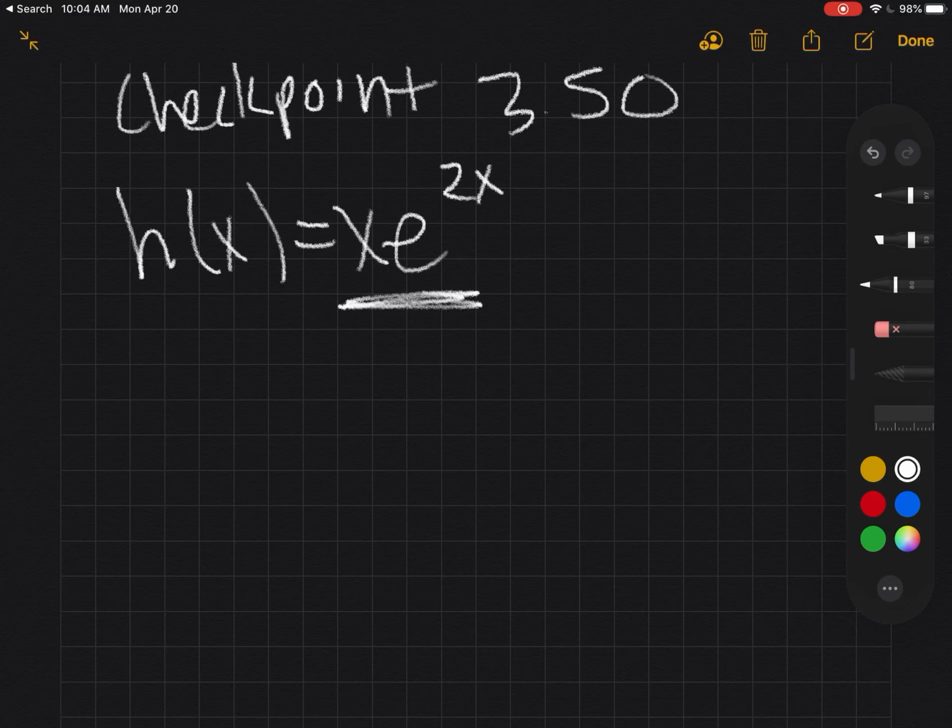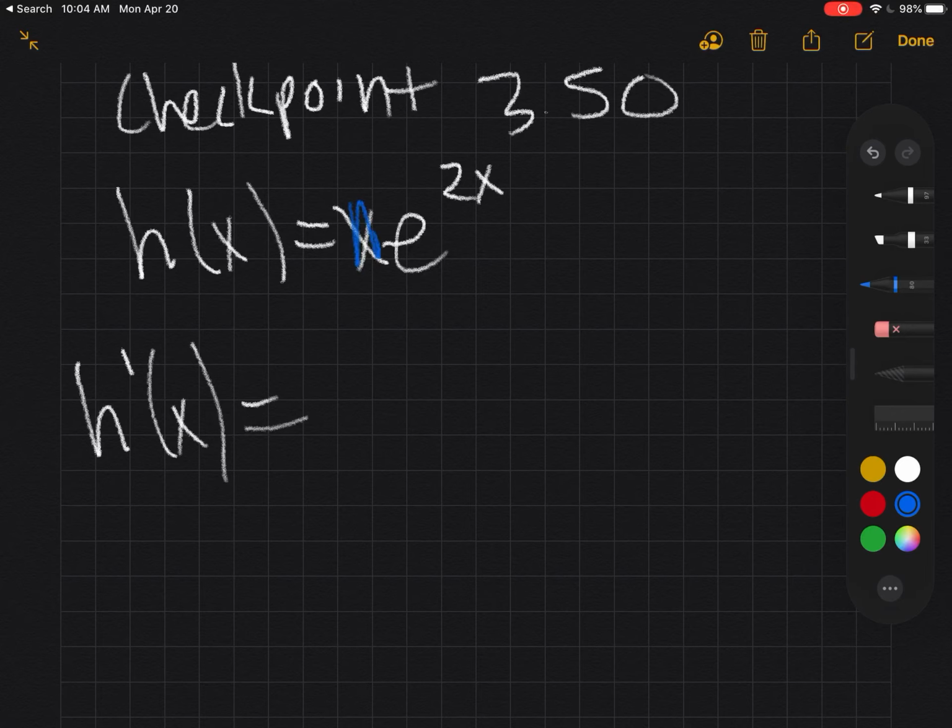Here is checkpoint 350. So they give you this function, h of x is equal to x e to the 2x. This comes up a lot in calculus. So we want to find the derivative. So we're going to use a bunch of different rules here because I see I have the product of x and e to the 2x, and I see that I'm going to have a chain rule situation here. So we're going to have to use caution as we go.